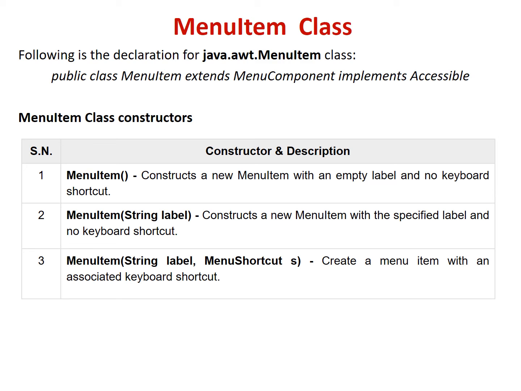The second constructor has one string parameter and constructs a new MenuItem with the specified label and no keyboard shortcut. After this, the MenuItem constructor with two parameters, String label and MenuShortcut s, creates a new MenuItem with an associated keyboard shortcut.